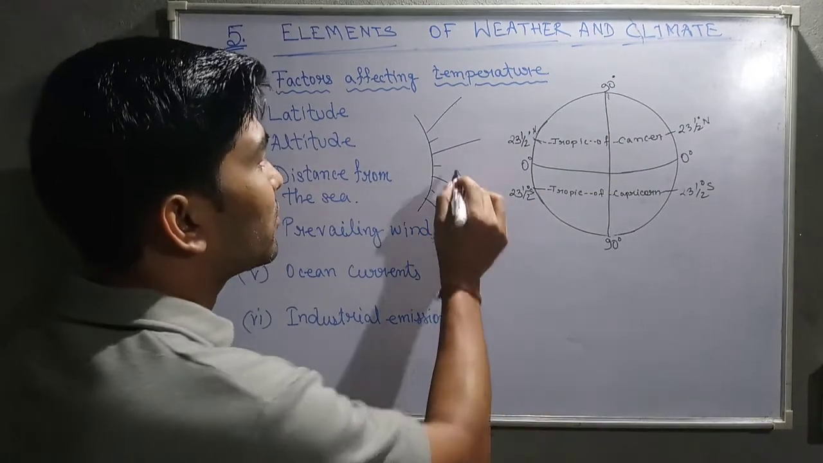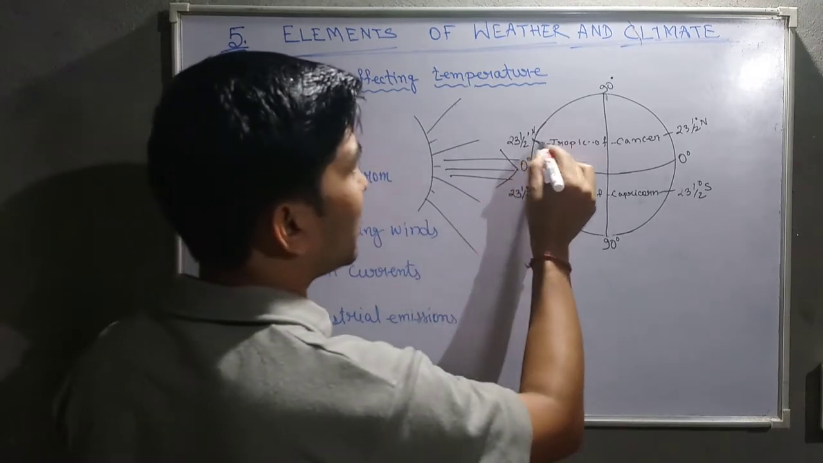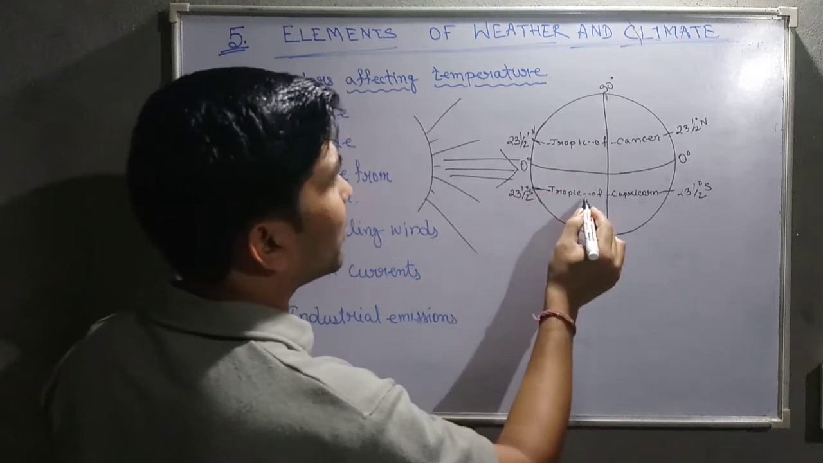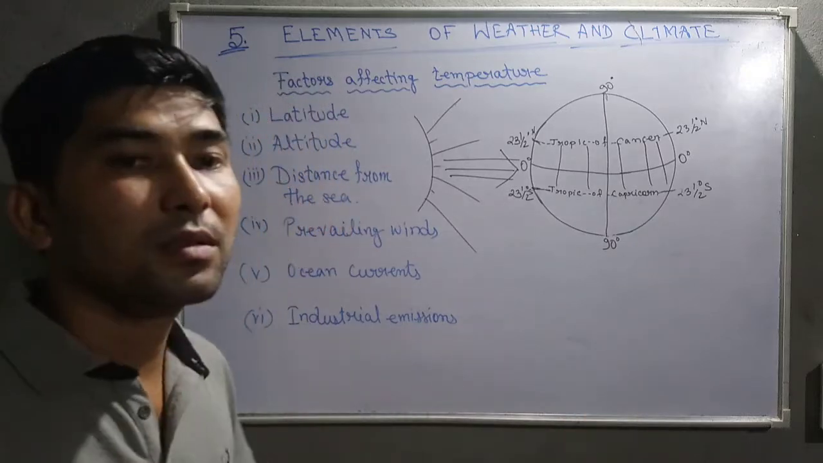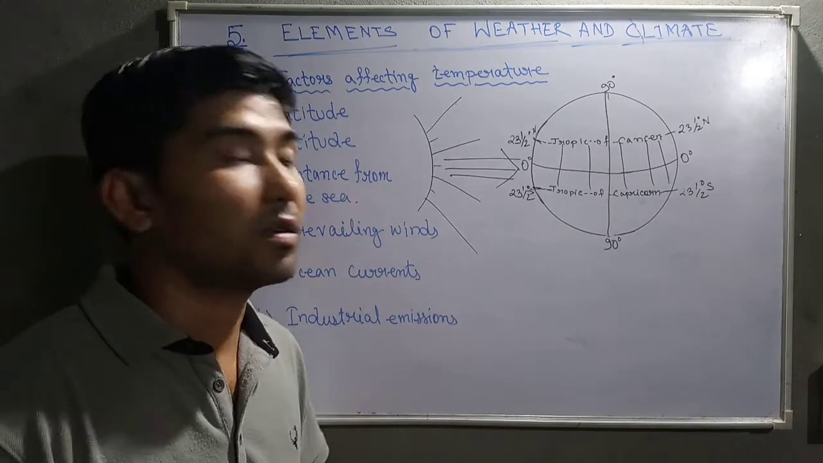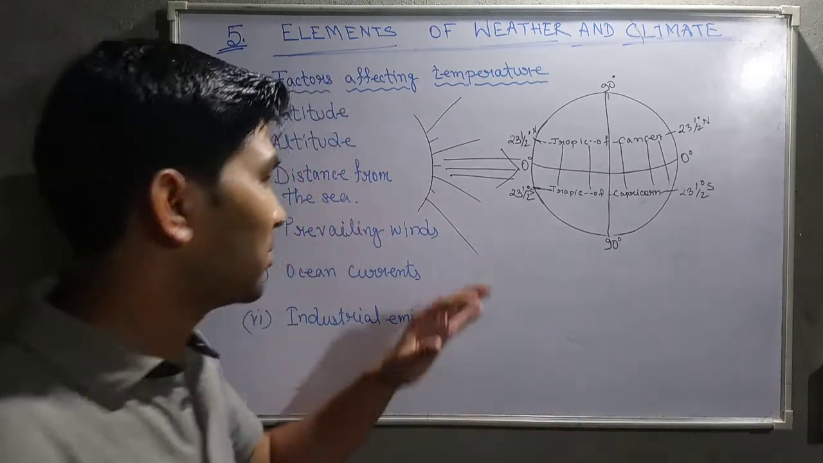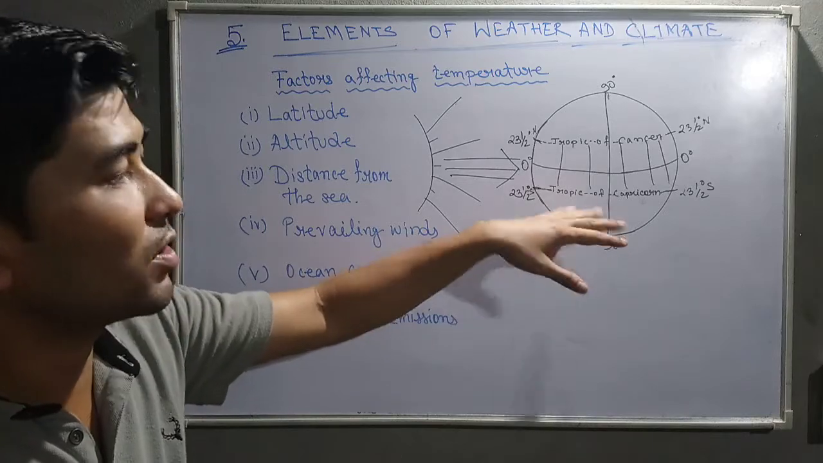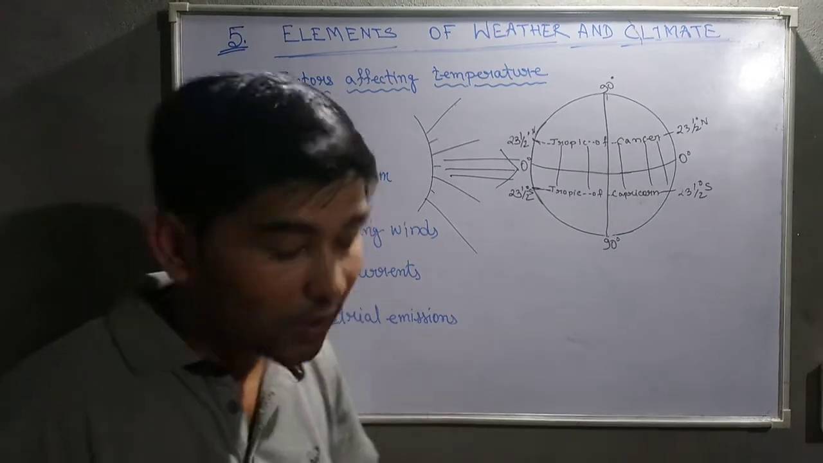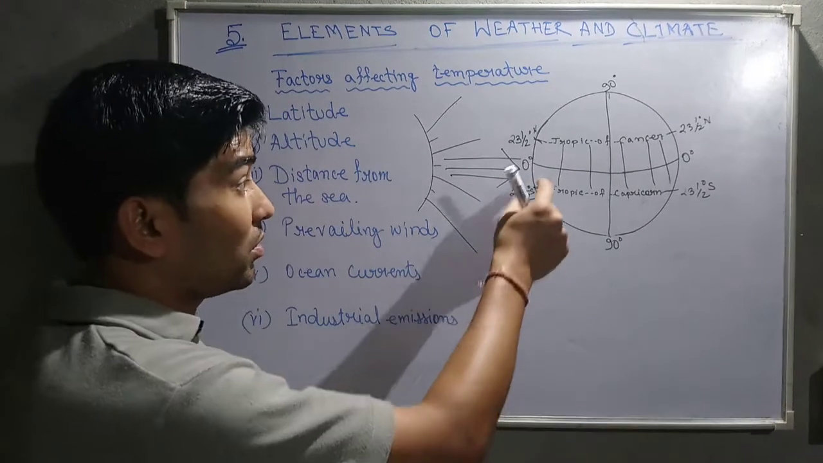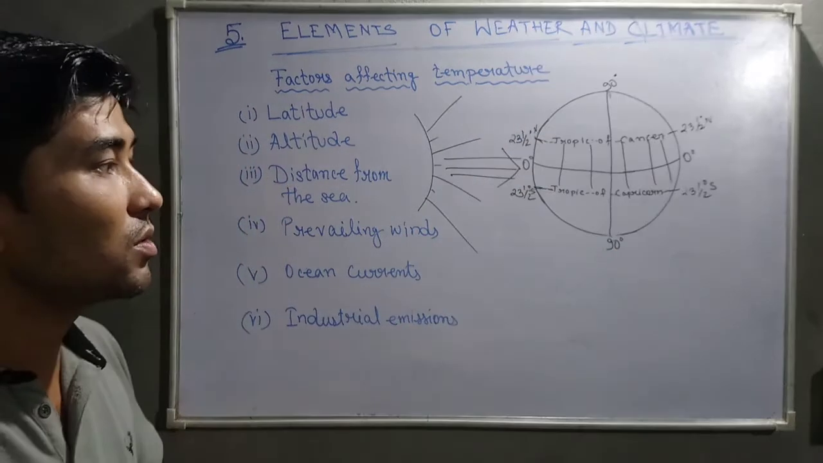You could see the sun rays fall directly towards the equator. That means the area between the Tropic of Capricorn and the Tropic of Cancer is very hot. Then the areas towards the poles, after the Tropic of Capricorn and after the Tropic of Cancer, are cooler. I think you all know that it is divided into three zones: the torrid zone, temperate zone, and frigid zone.